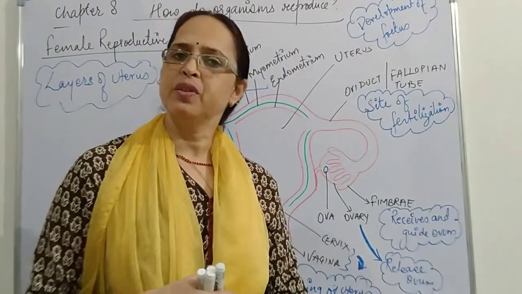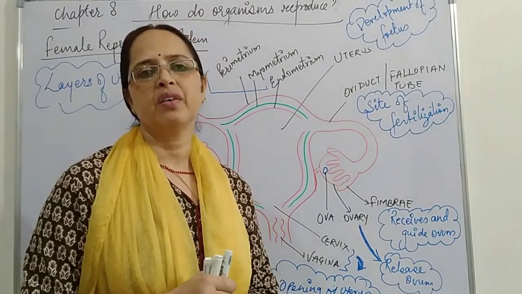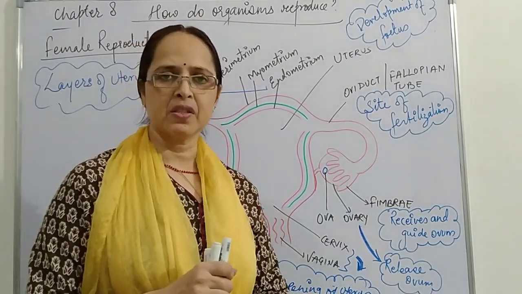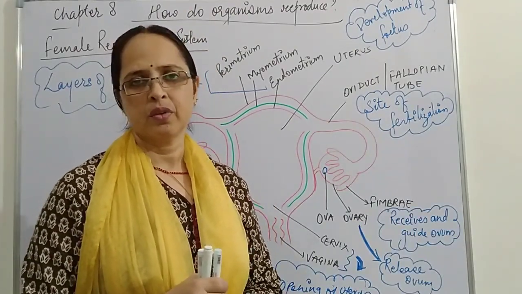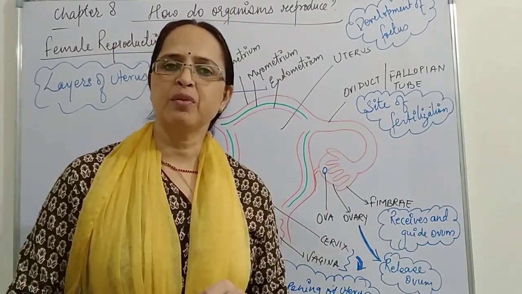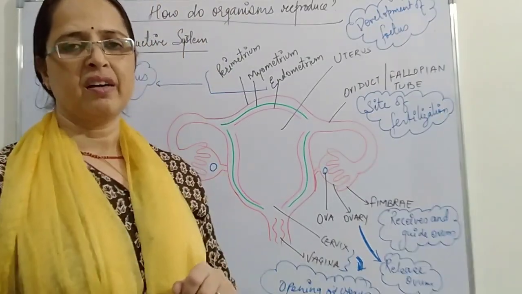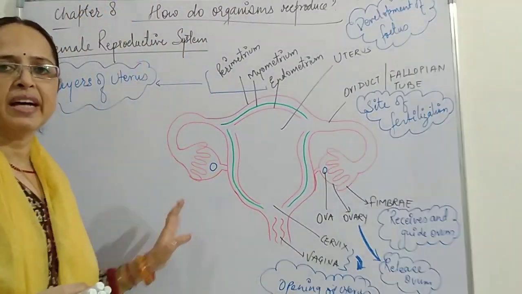Today we continue with the chapter. In the previous topic we discussed the male reproductive system. Now today we are here to discuss the female reproductive system. Here on the board you can see the diagram of the female reproductive system. So let us have a discussion over here. Just go through the diagram.